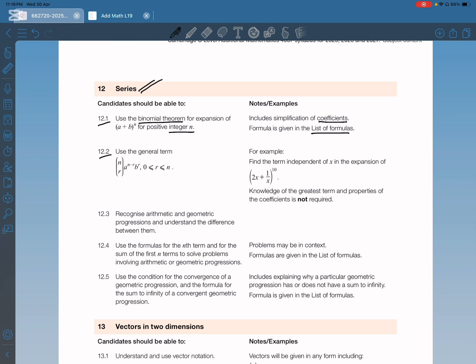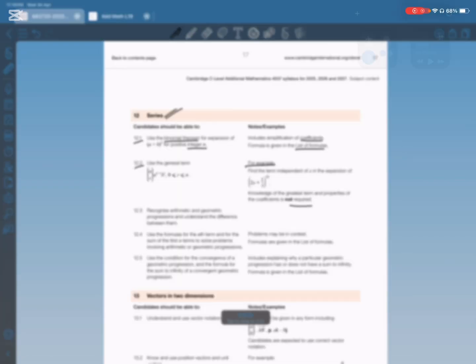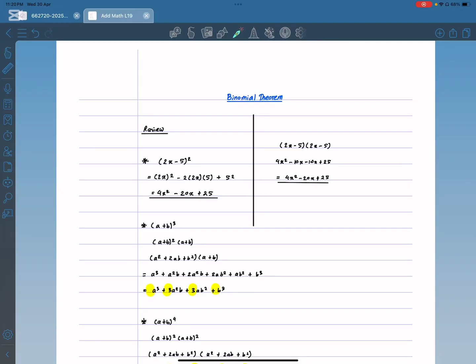12.2 states to use the general term, n choose r, a^(n-r) b^r, where r is greater than 0 and less than n. For example, find the independent term of x in the expansion of (2x + 1/x)^10. So now we will take a look at the lecture notes. Let's get started with the binomial theorem.